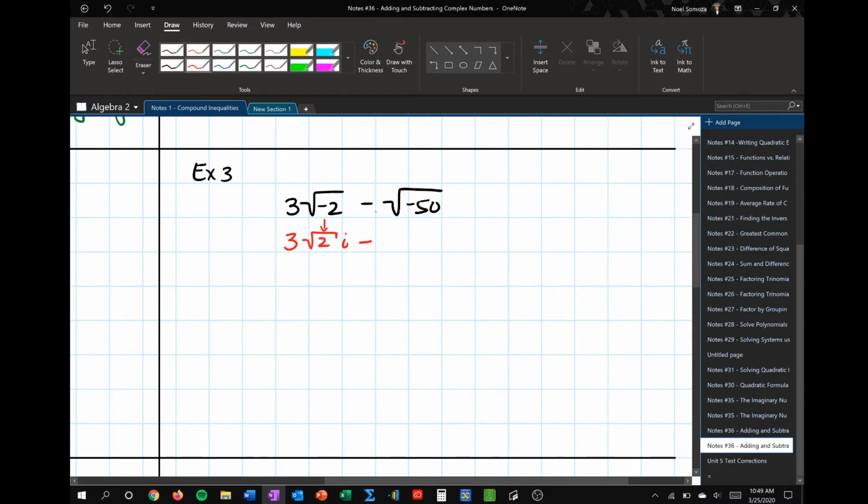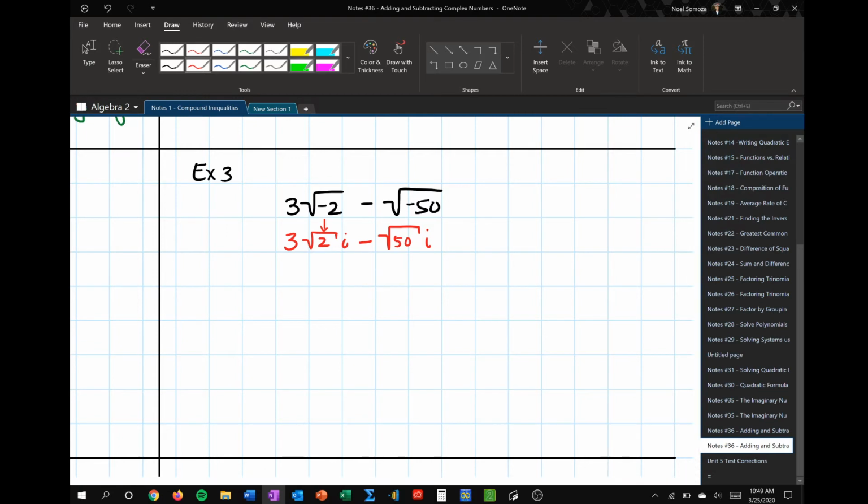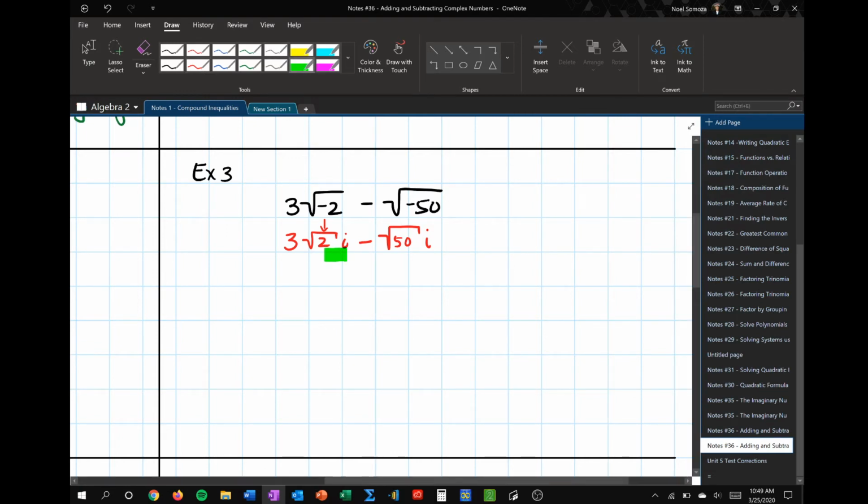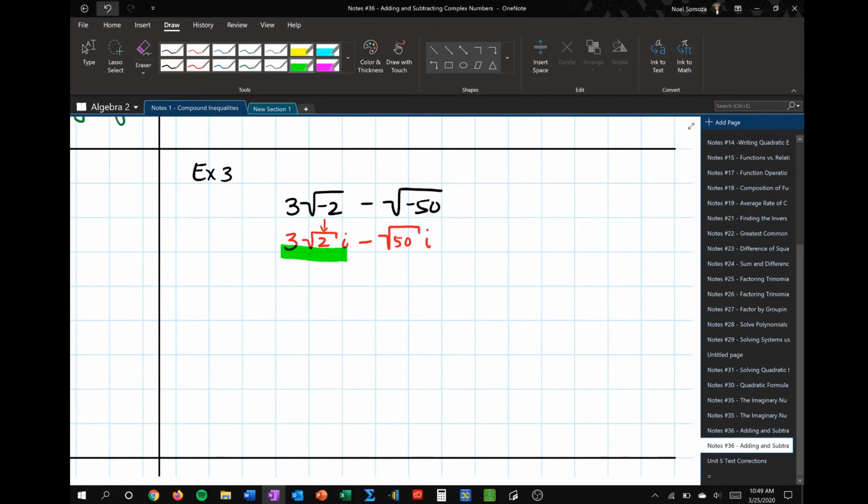Minus, okay, now we got to do some scratch work here. Or actually, before we do that, let's go ahead and extract the I. So we keep the 50 inside, and we get rid of the negative by writing I on the outside. Now the first one, not much we can do with that, because the square root of 2 can't be simplified any further. However, the square root of 50 can.